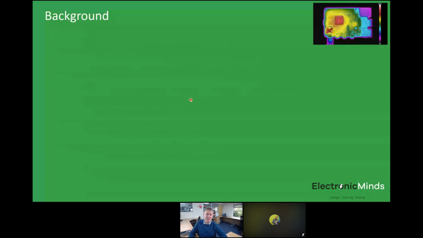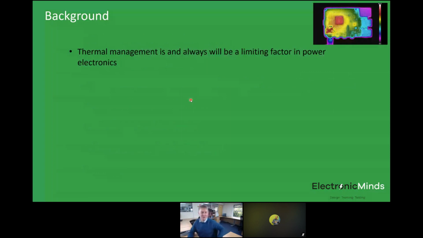So firstly, our background on thermal design. This is not exactly rocket science, but I think it's fair to say that thermal management in power electronics is, and I think it always will be, the limiting factor in power electronics.